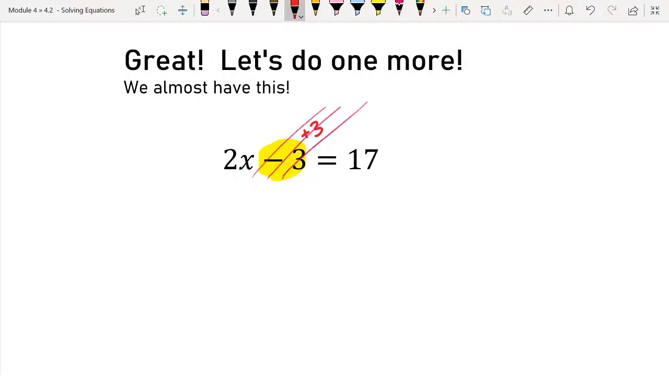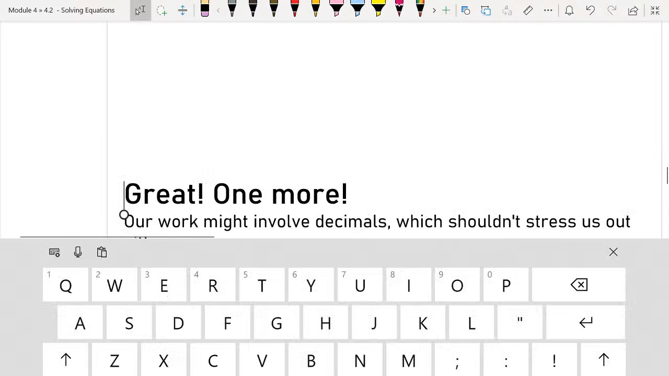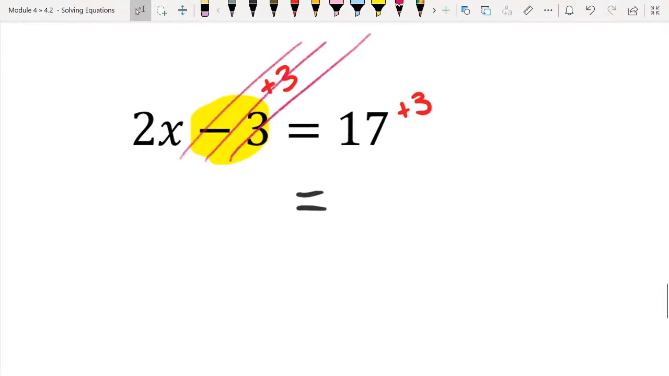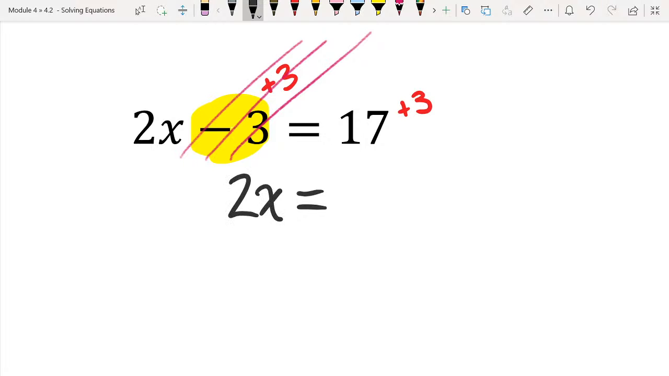But for an equation, equal sign means whatever happens on one side has to happen on the other. So this will only be true if I add 3 there. And now we line our equal signs up because we're careful mathematicians. I'm going to give myself a bit more space here, sorry. And we can say, okay, with no negative 3 there anymore, 2x is equal to 17 plus 3.